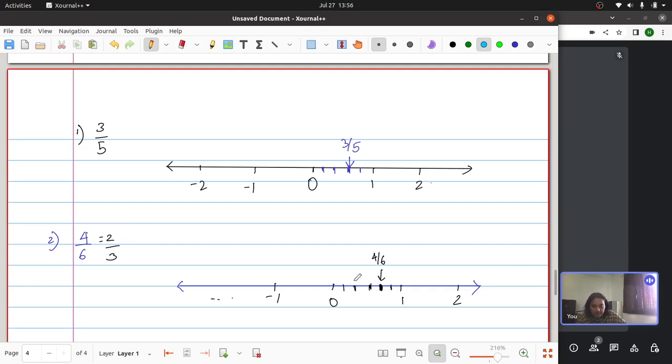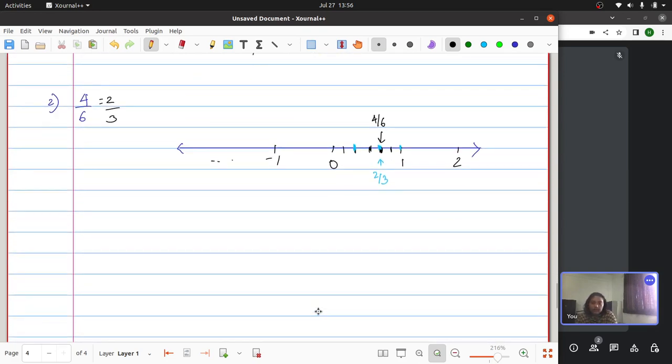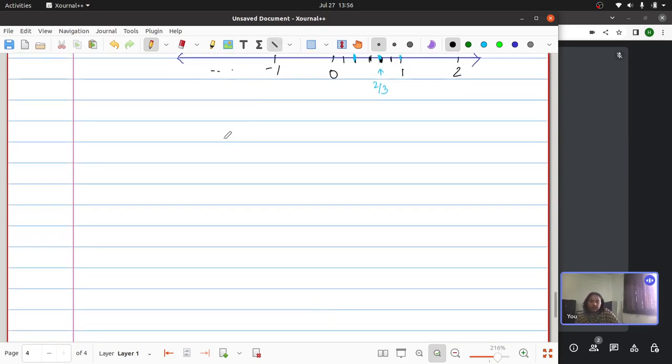So let's see what happens when we divide it into 3 parts. So we have 1, 2 and this is the final one. So again we are looking at the second out of all these. So this was 2 by 3. So in fact, even when we represent it on the number line, we see that it is turning out to be the same point. Okay, let's look at one more example.